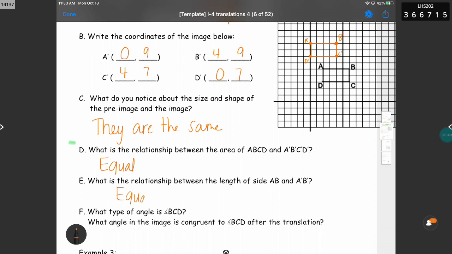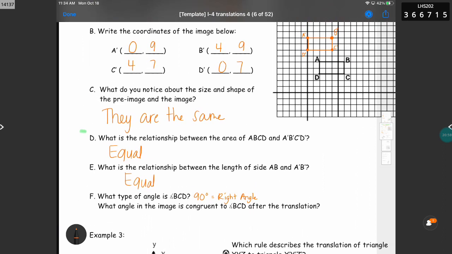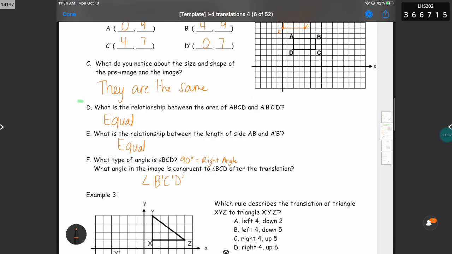What type of angle is angle BCD? A right angle, a 90-degree right angle. So what angle in the image is congruent to angle BCD? That's going to be angle B prime, C prime, D prime. It's the exact same angle that was given before. They're all congruent actually, right? Because they're all 90 degrees. But the one that actually fits perfectly is going to be B prime, C prime, D prime.